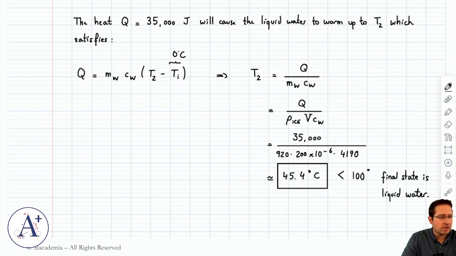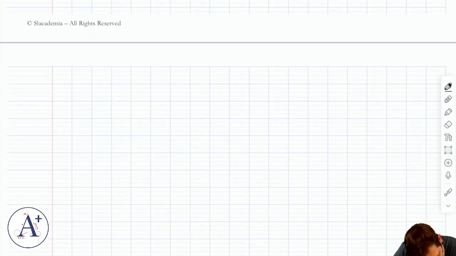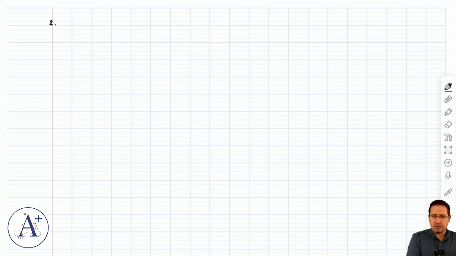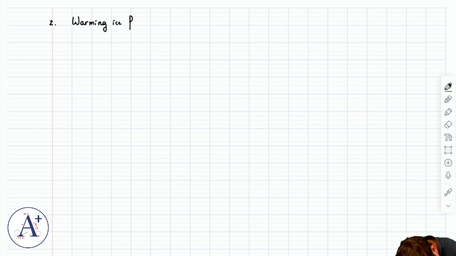All right, so that's figuring out the temperature T2, and then how much heat does this transformation require? Okay, so this is the entire transformation. I have to include going from ice at minus 10 degrees to 0, then melting at 0, and then warming up to T2, which is 45.4 degrees. Okay, so there's 3 steps. There's step 1, which is warming the ice from minus 10 degrees C to 0 degrees C.